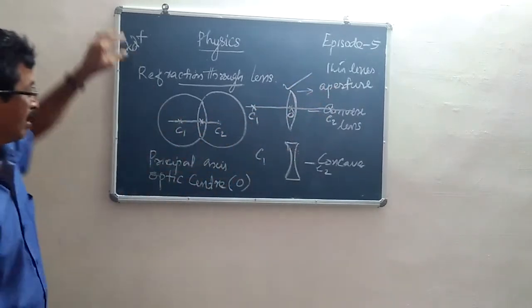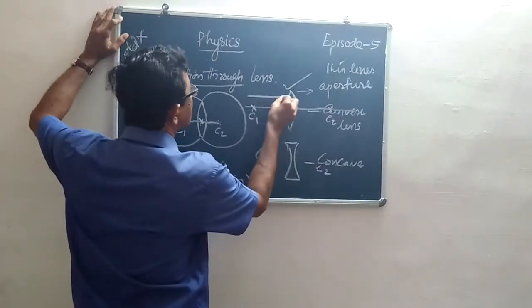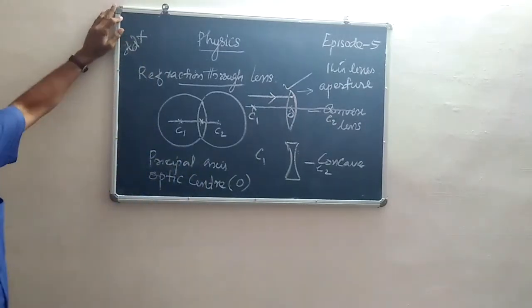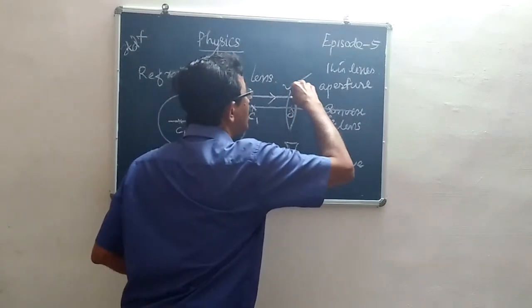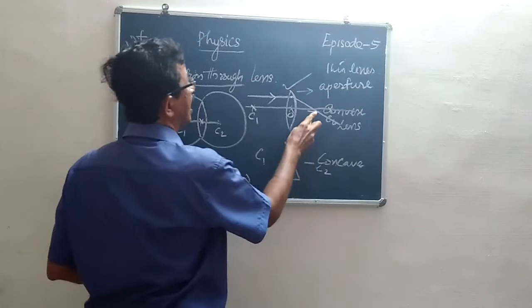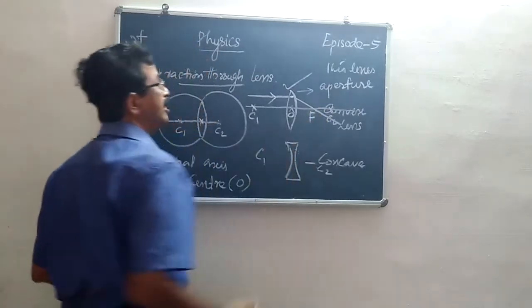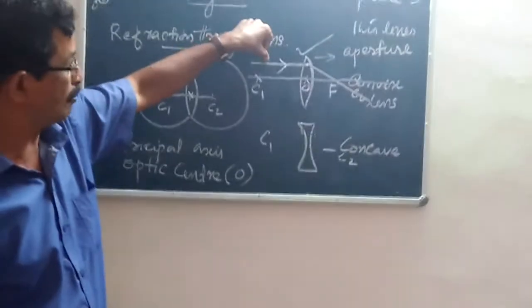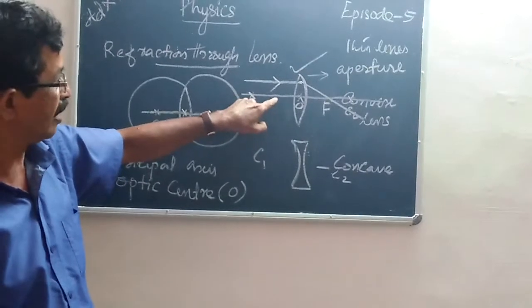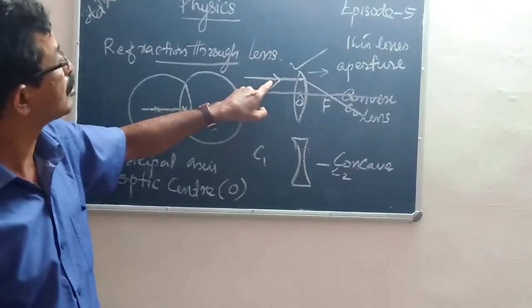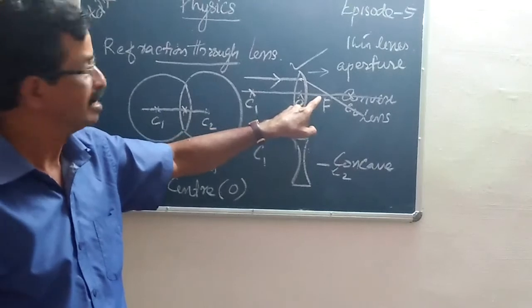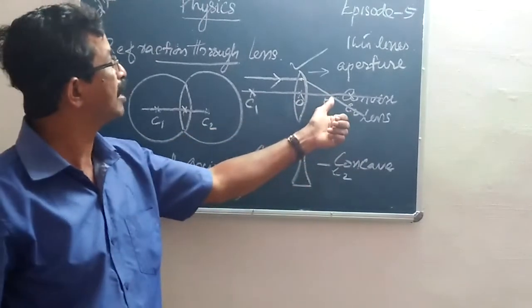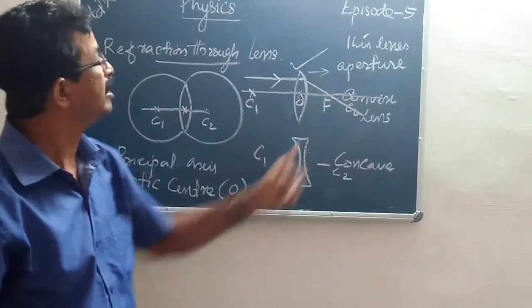Now see, a light ray parallel to the principal axis of the convex lens, after refraction in the lens, passes through a particular point on the principal axis on the other side, and that point is called the principal focus.